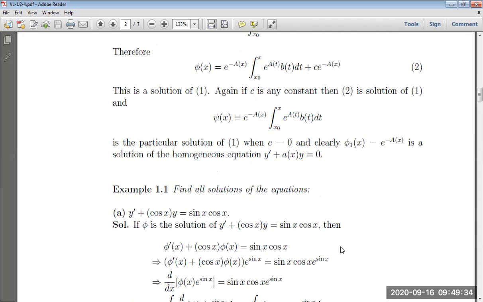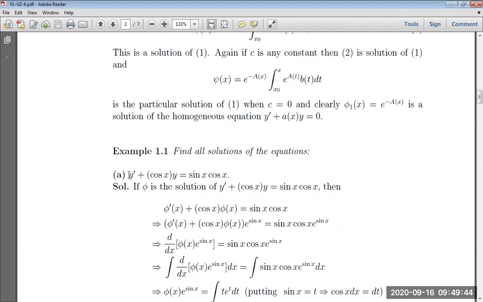with the continuous functions a of x and b of x. If you compare this differential equation, y dash plus cos x into y is equal to sin x cos x, this cos x is nothing but a of x and b of x is the product of sin x into cos x, right?